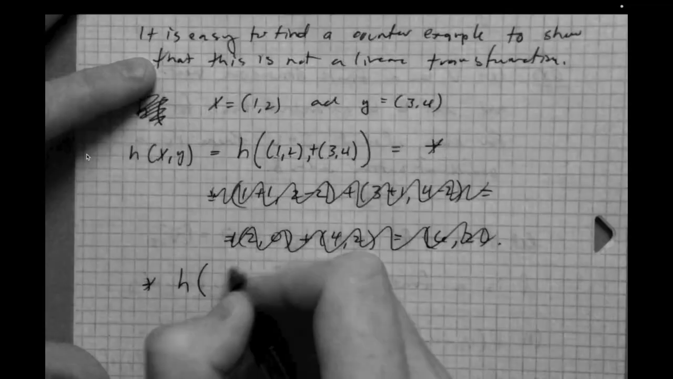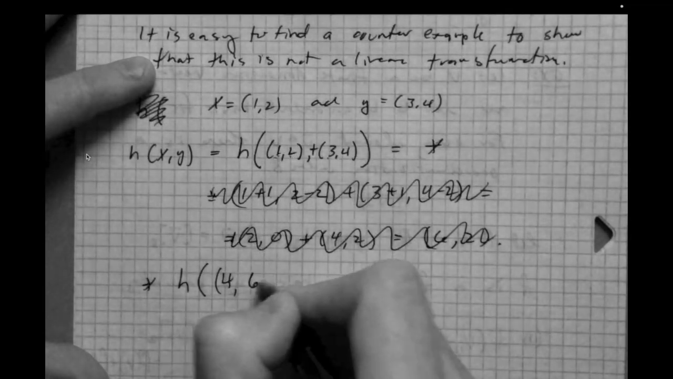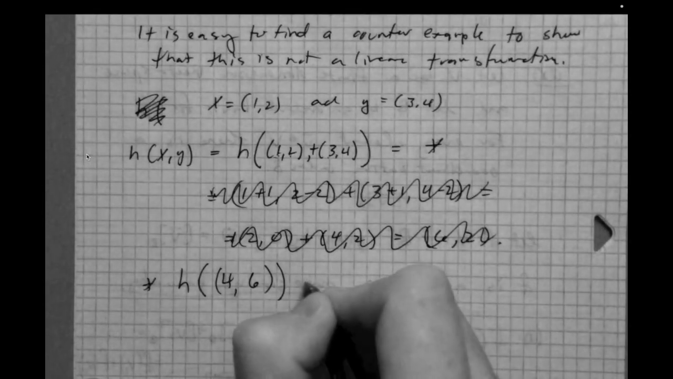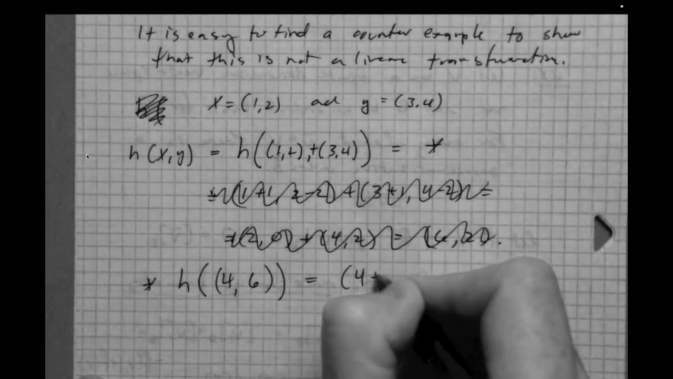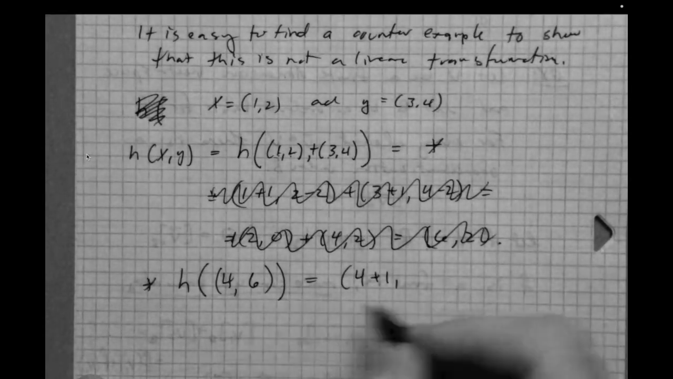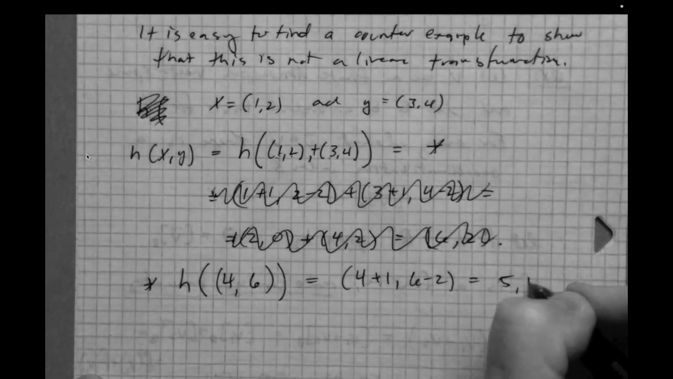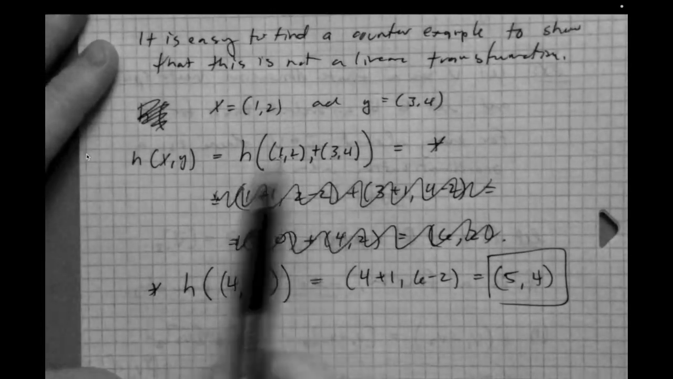Okay, so this would be h of 1 plus 3 is 4, and 2 plus 4 is 6. So I first have to add the vectors, and then I apply h. And when I apply h to this, I get 4 plus 1, and then 6 minus 2. So I get (5, 4). Now what happens when I do it the other way?